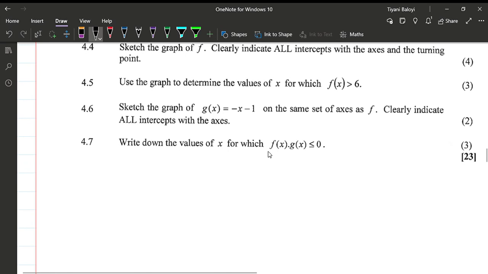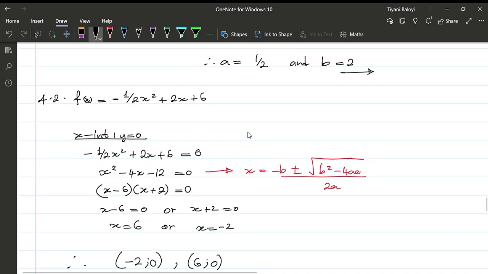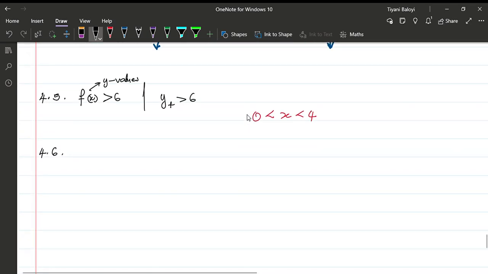They say sketch the graph of g of x, which is equal to minus x minus 1, on the same set of x's as f. Clearly indicate all intercepts with the axis, right? So let's do this. g of x is equal to minus x minus 1, right? We can calculate the x-intercepts for this one very fast. We know that y is equal to 0. If we equate this to 0, we'll have minus x minus 1 is equal to 0.